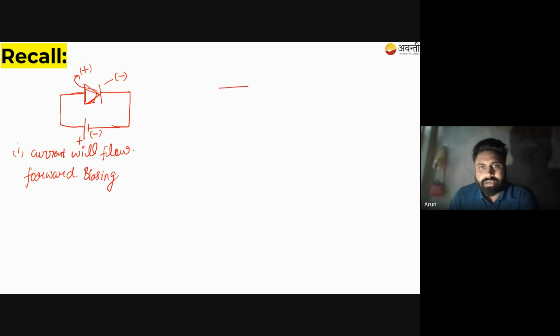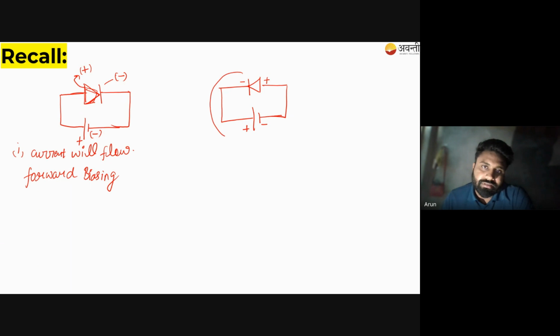And if you just reverse the direction of the diode and keep the battery the same, what will happen? You have connected the positive terminal of the battery to the negative terminal of the diode. In this condition, opposite polarities are connected to each other. You can see here, this is negative, this is positive, this is positive, this is negative.